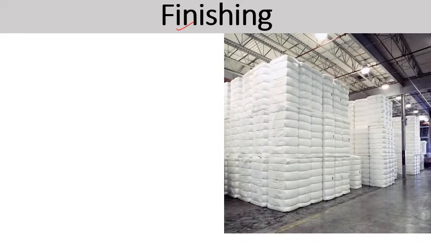Next step in cotton processing is finishing. In this step, to avoid the friction between fibers, we add some solution which acts as a lubricant to prevent that frictional movement of cotton fibers. That process is known as finishing.